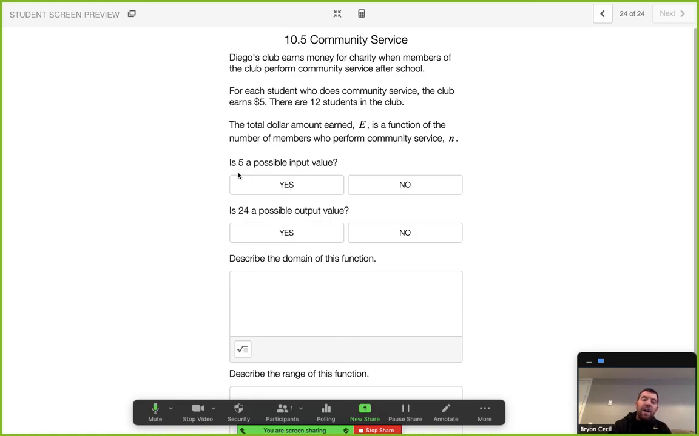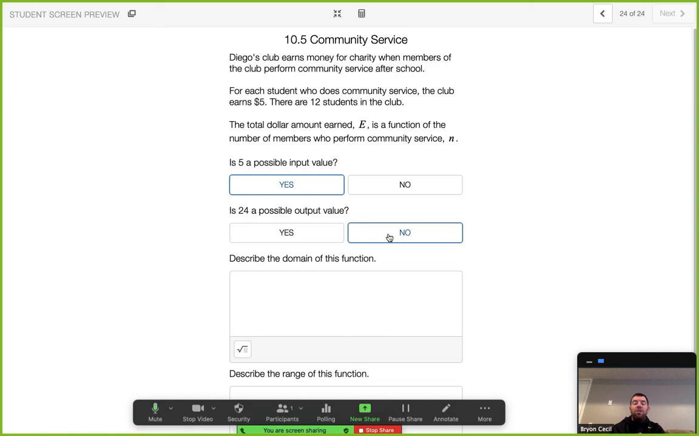So is 5 a possible input value? It is. Is 24 a possible output value? It's not. Okay? Because 24 is not divisible by 5. See, because it says here, for each student that does community service, the club earns $5. 24 is not a multiple of 5, so you're good.